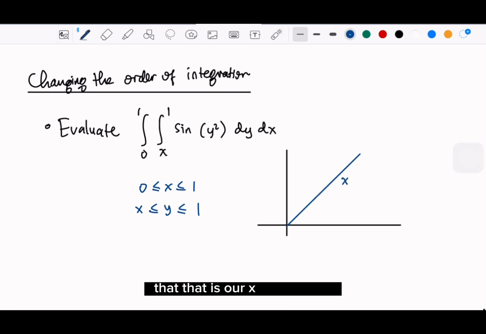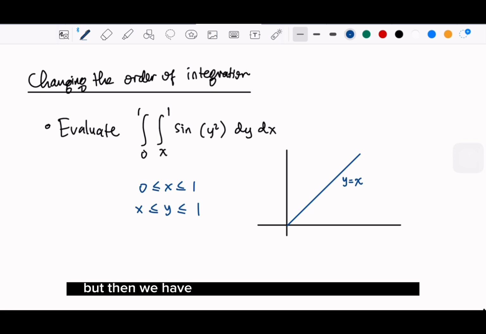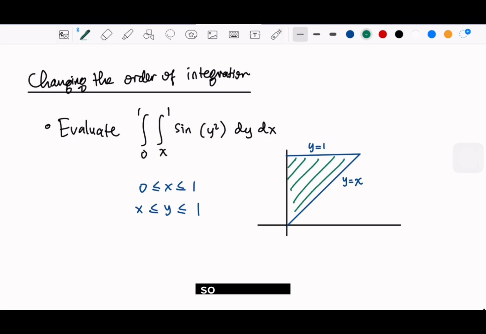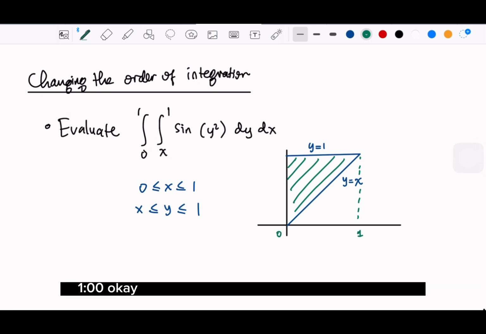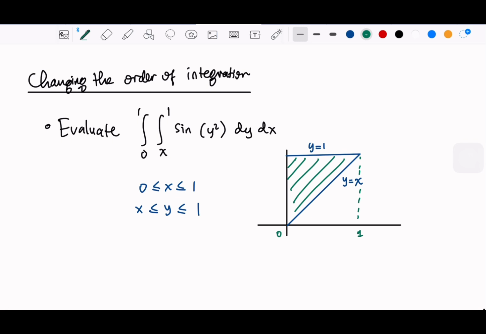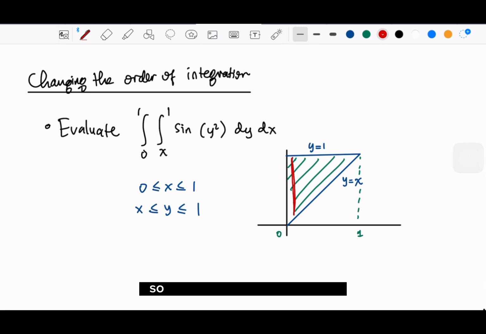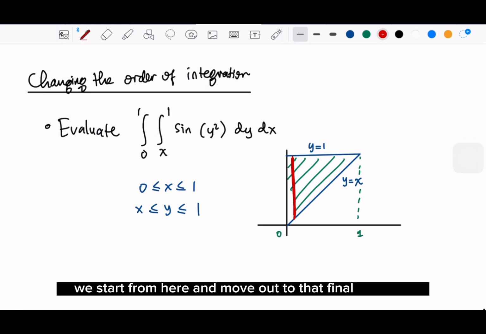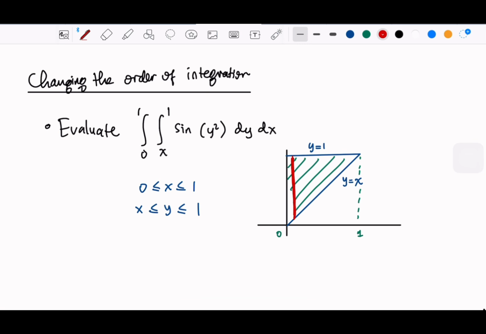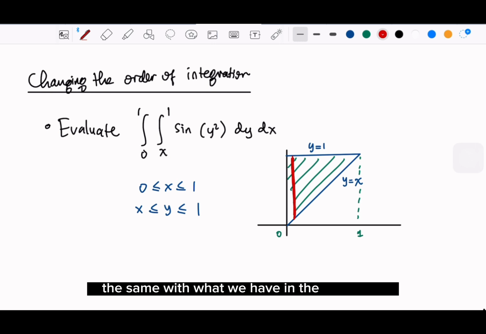That is our y equal x, we can say that. And we start from 0 to 1 for x, but then we have y equal 1. So y equal 1 is here. So let's draw that. This is y equal 1, and this will be the area. So this will be 1, 0. So if you see, what we have here is actually we move up from 0, like that. Let's say we start from here and move up to that point of x equal 1 here, and it's going to be in between y equal x and y equal 1.